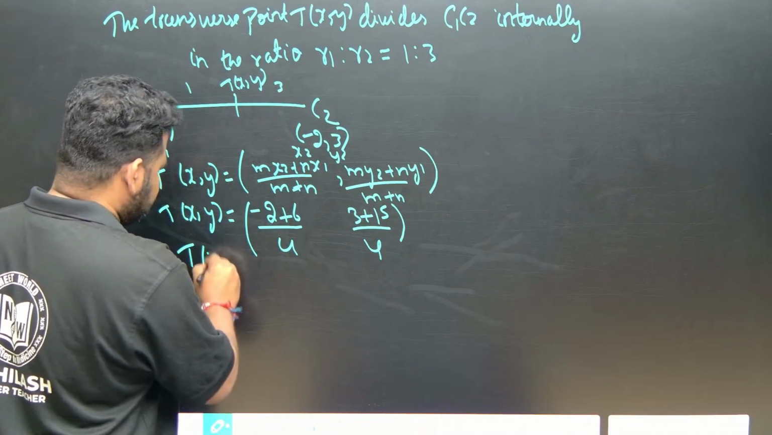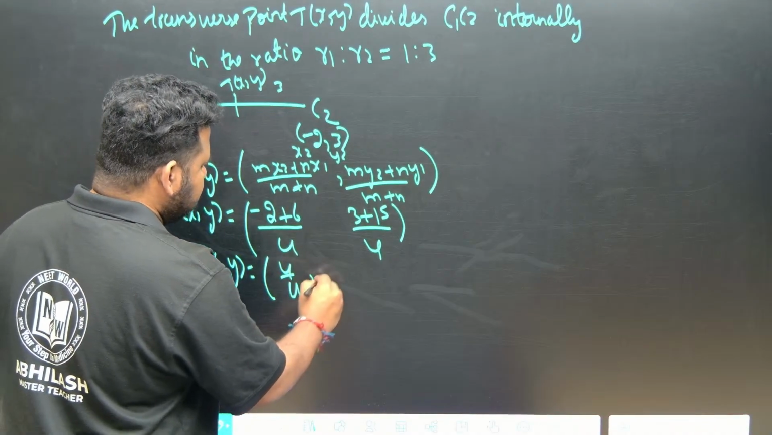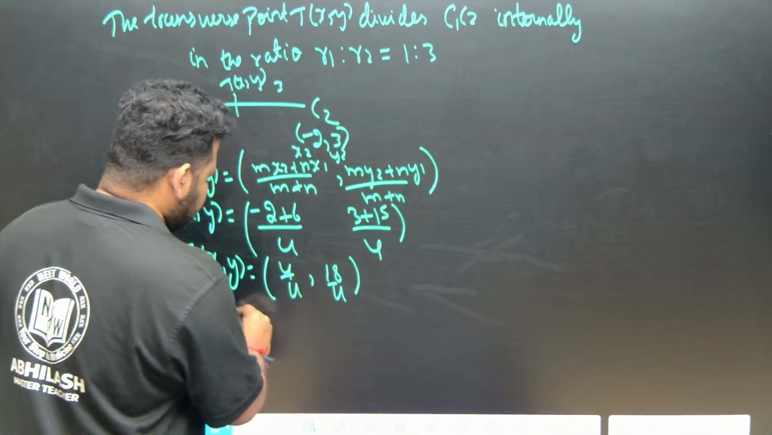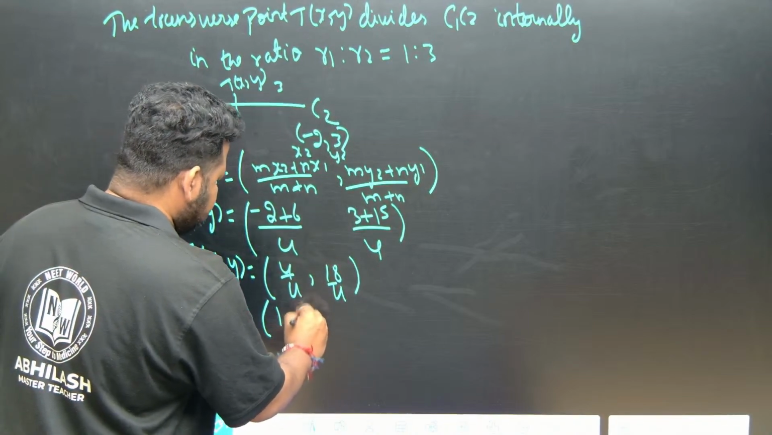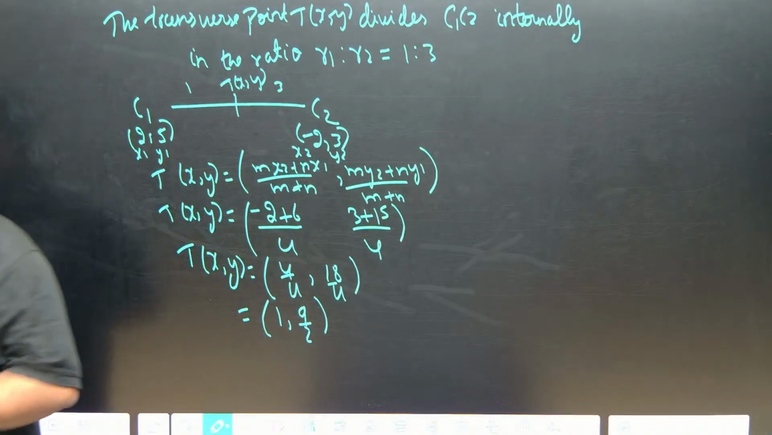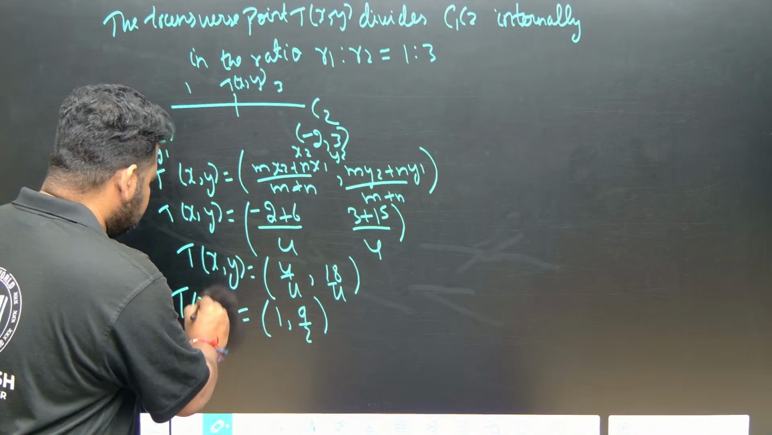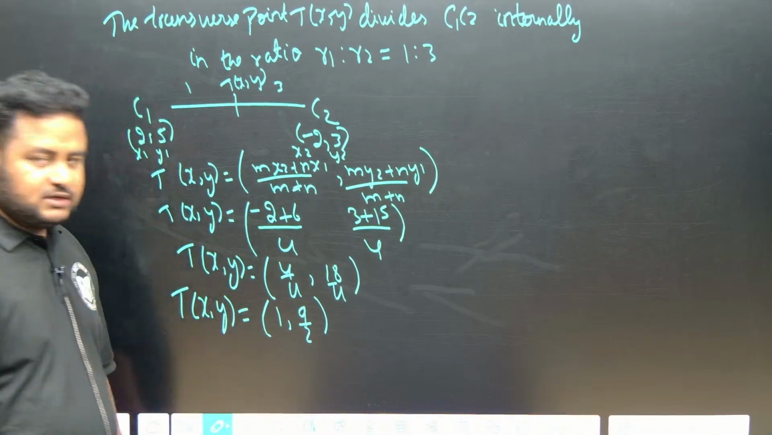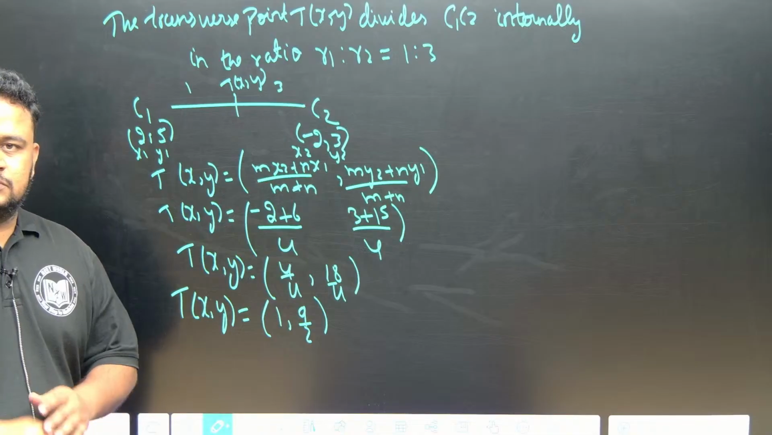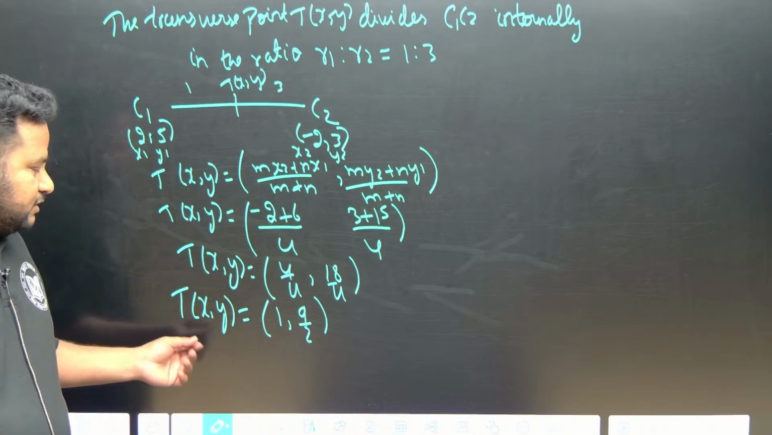So T of x comma y is 4 comma 18 by 4. So that is nothing but equal to 1 comma 9 by 2. Okay, so T of x comma y is equal to 1 comma 9 by 2. So we got the point of intersection, the transverse point.